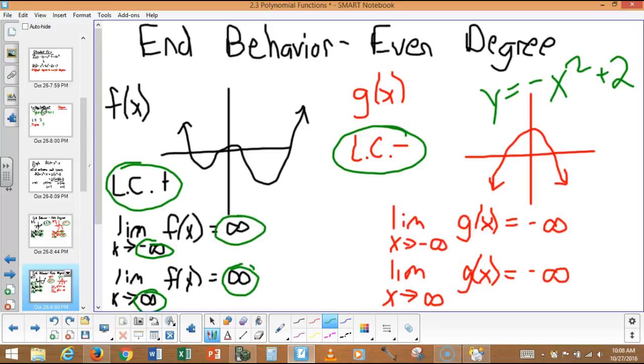Our limits in this case: as our x values approach negative infinity, our y values are approaching negative infinity. As our x values decrease, we're going to the left, our y values are decreasing as well. As our x values increase, as we're going to the right, our y values are also decreasing. So you can see that with an even degree polynomial, whether we're going to the left or to the right, our values are either both increasing or they're both decreasing.